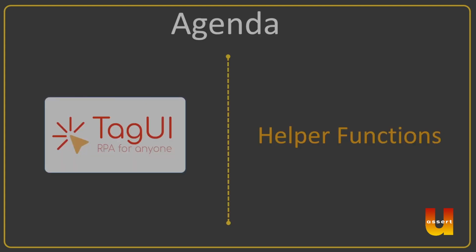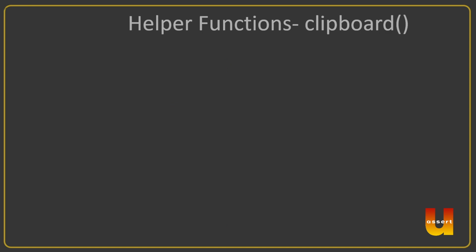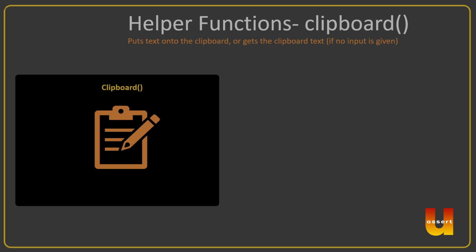In this session, we are going to see helper functions, and the helper function named clipboard. Clipboard puts text on the clipboard, or gets the text from the clipboard if we don't provide any inputs. Clipboard is very useful when you want to copy content from one specific application to a different application.